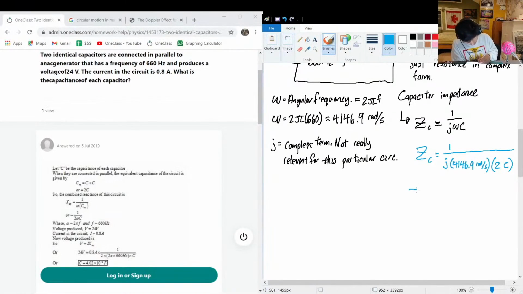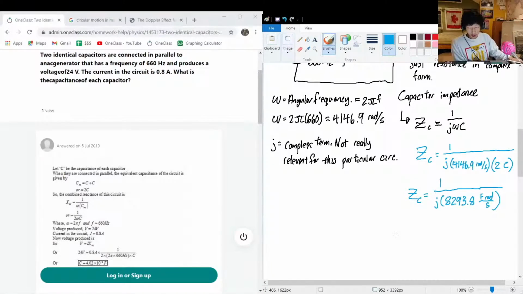So we get Z_C is equal to 1 over j times 8,293.8 C, with units of farad radians per second. The unit is not super important. I'm just writing it out to be formally proper, but if you're rushing, you don't really need to focus on that. Okay, now this is the impedance value that we're going to use.